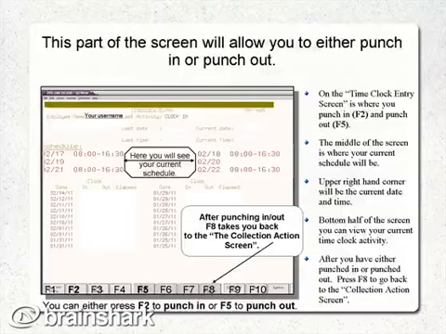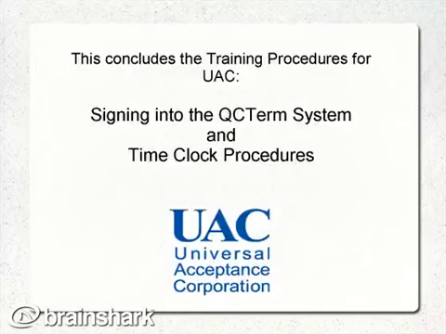When you have either pressed F2 or F5, you will then press F8, and that will bring you back to the collection action screen. This concludes the training procedures for UAC, signing into the QC term system, and time clock procedures.